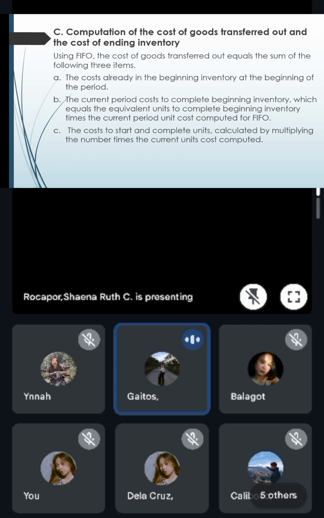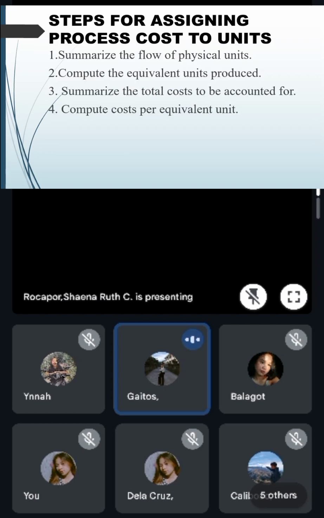Using FIFO, the cost of goods in ending inventory equals the equivalent units in ending inventory times the current unit cost. Using weighted average, the cost of goods transferred out equals the total units transferred out times the weighted average unit cost. Using weighted average, the cost of goods in ending inventory equals the equivalent units in ending inventory times the weighted average unit cost.